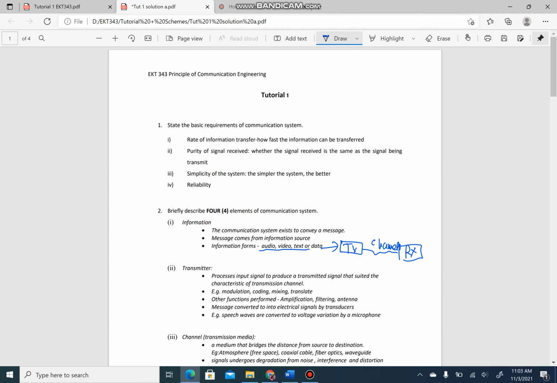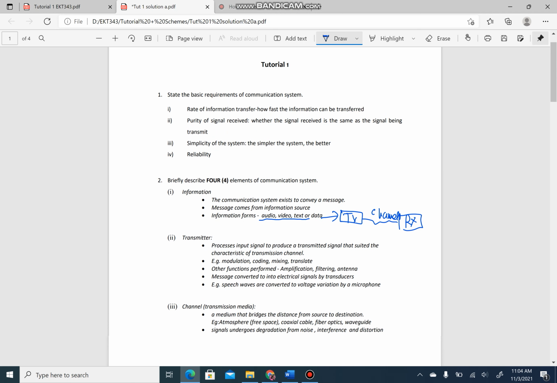Okay, for tutorial 1, some discussion on it, where you will have the basic requirements of the communication system. We have 4 basic requirements. It's about the rate of information transfer, how fast the information can be transferred, and then the purity of the signal received, whether the signal received is the same as the signal being transmitted. Number 3 is about the simplicity of the system, whether it is a complex or simpler system, and in terms of the reliability, how the system can be connected.